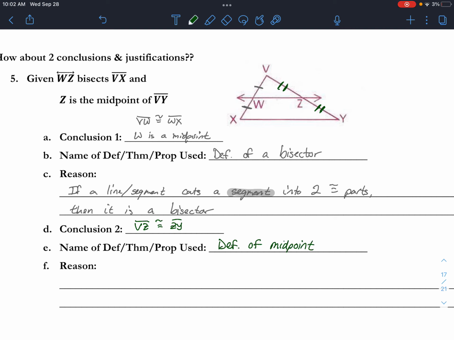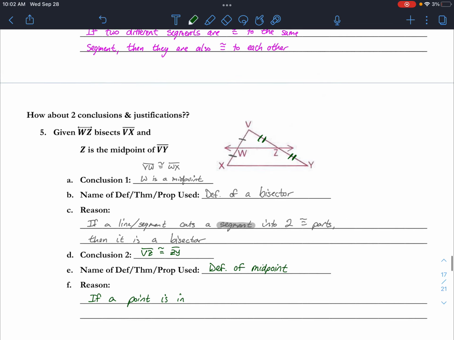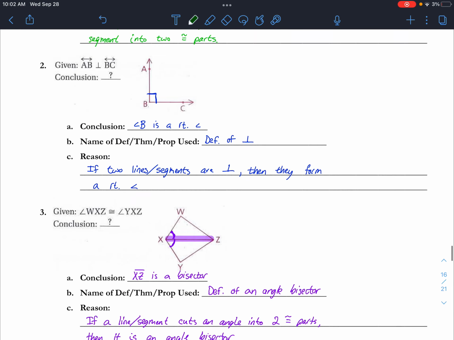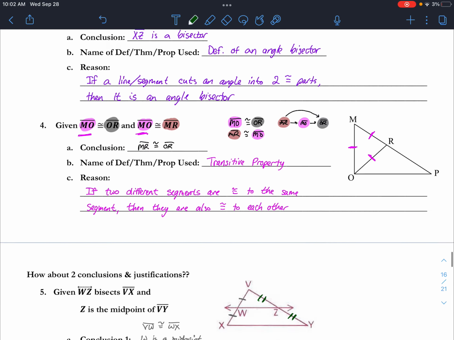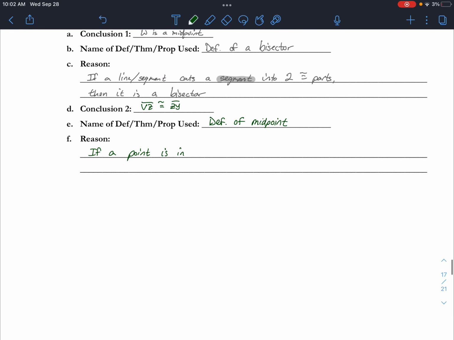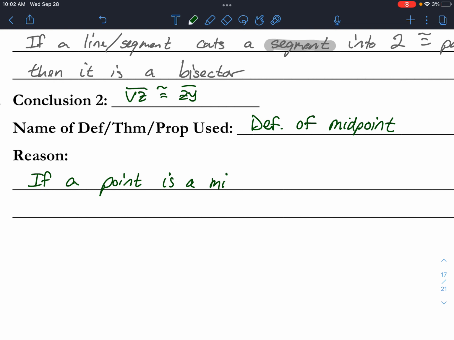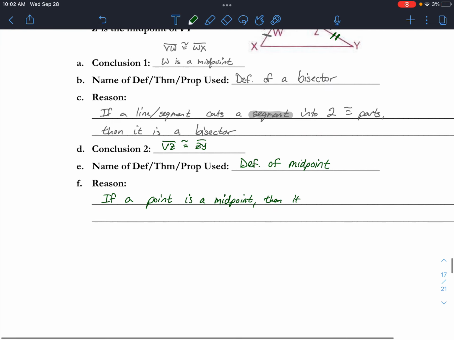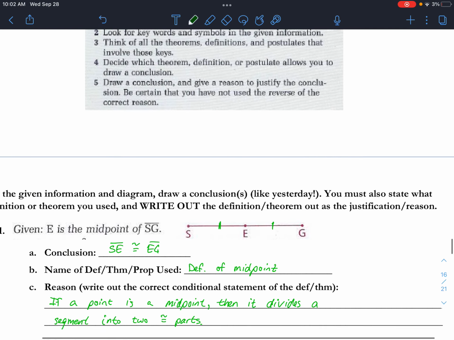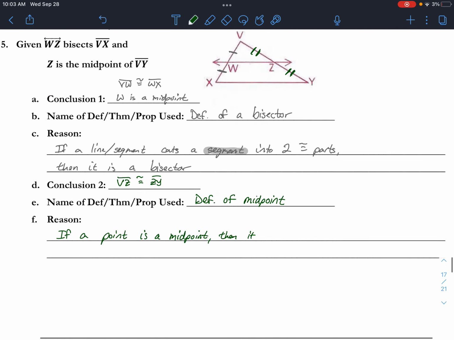This one we can copy directly from what we had above. If a point is a midpoint, comma, then it divides a segment into two congruent parts.